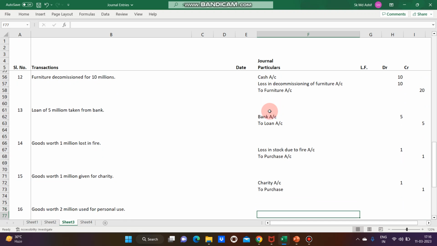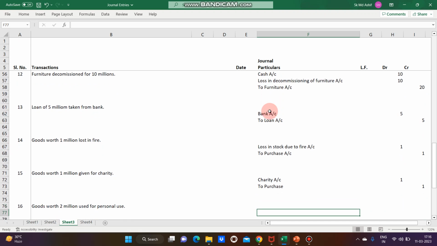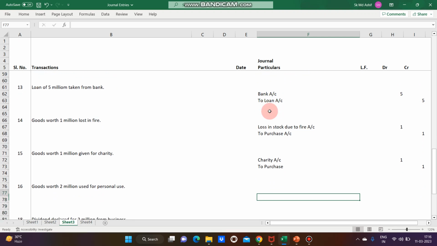The next example, goods worth 2 million used for personal purpose. So the owner is taking the goods that he purchased for his own use. So here there's a drawings account, and purchase being your expense, and there's a decrease in your purchases, so it will be credited.